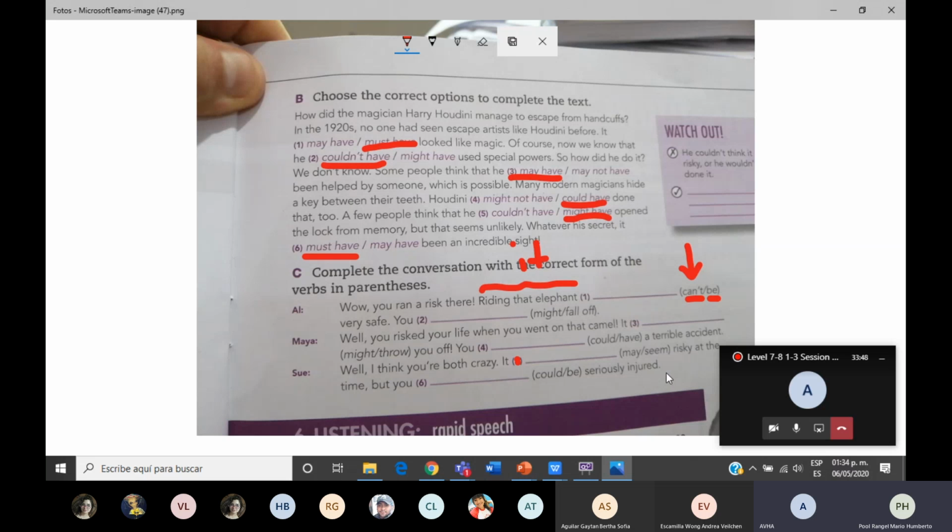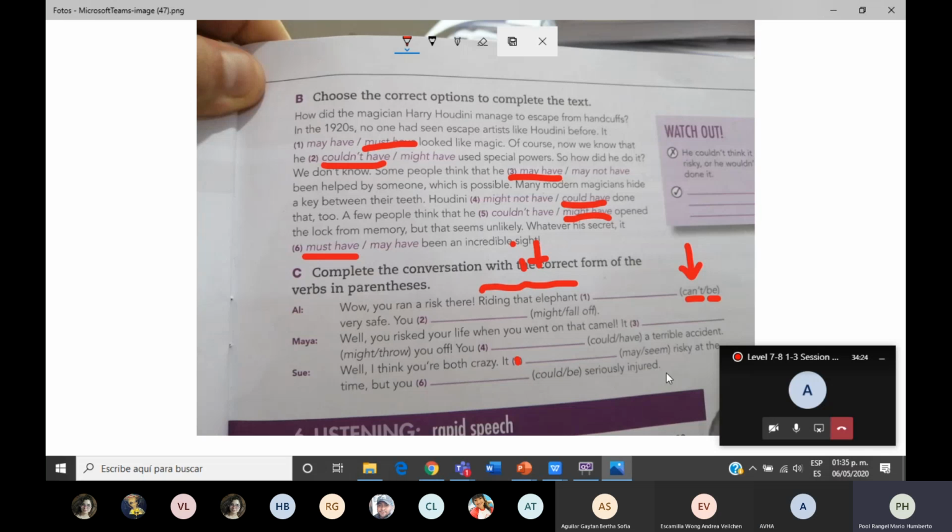Right. So look, in the exam, when you have to do past models of deduction, it's going to be something similar. Like you will have la 5: may not have seemed. Porque quiere decirla como que al principio, pues, probablemente no se veía muy riesgoso, ¿verdad? Pero you could have been seriously injured. A lo mejor no se veía muy riesgoso, pero se pudieron haber lastimado.